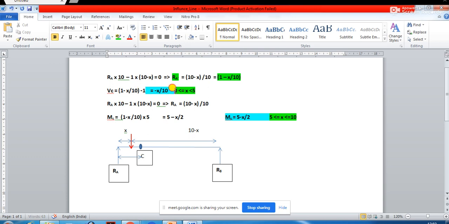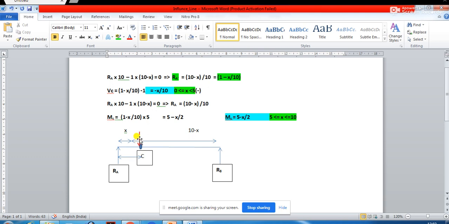It will be valid for x from 0 to 5. That means the value of x when the load is here is equal to 0, and it extends from x equal to 0 up to this 5. And what is this 5? It is actually valid up to 5 minus. That's what we are saying, less than 5, right?